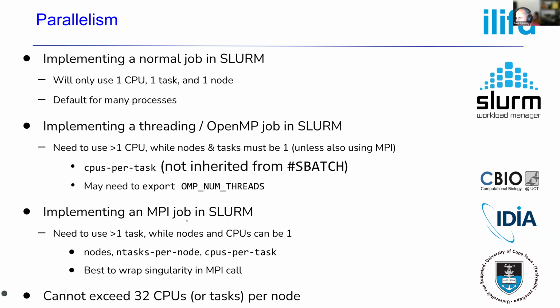And finally, an MPI job requires one to use multiple tasks. And these could all be on a single machine or spread out across multiple machines. The number of tasks cannot exceed the number of CPUs on the machine. Most of our machines have 32 cores. But there's some with 48 and 96 even. Yeah, I think that's what I wanted to say about this.